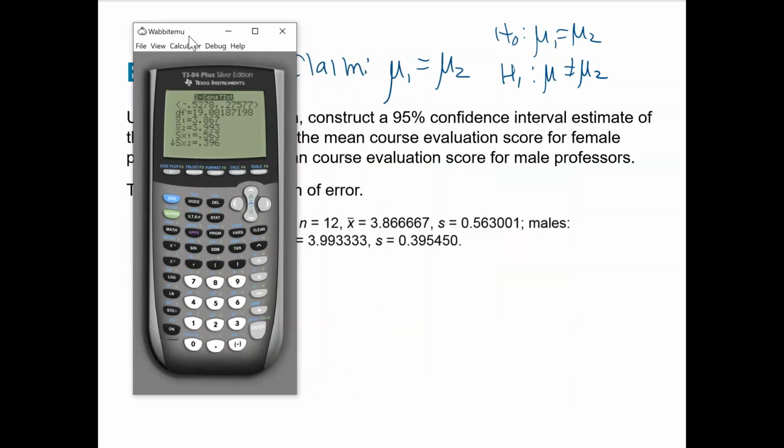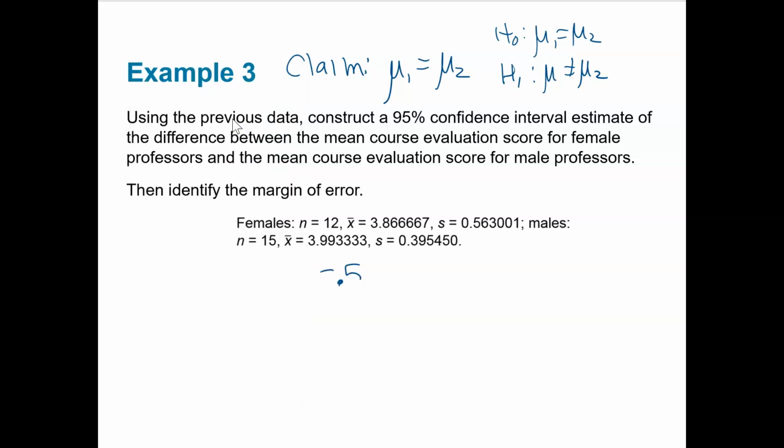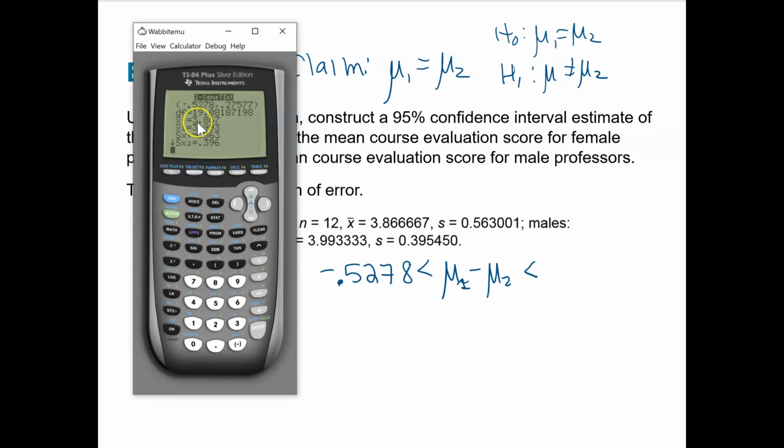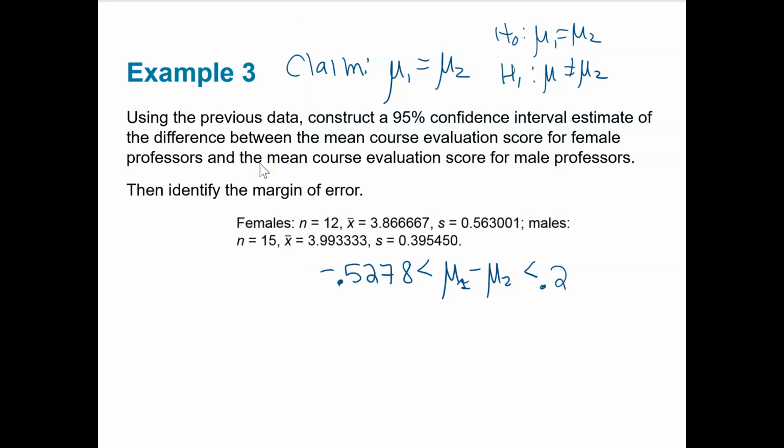All right, so here we get our confidence interval, and that's the only thing we want to look at: negative 0.5245, or excuse me, negative 0.5278 is less than the difference between the two means, which is less than 0.2758. This is the confidence interval right there.